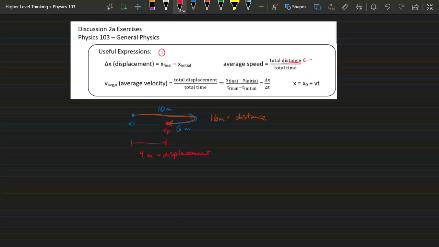So we'll keep those two definitions of distance and displacement, and the difference between the two, in mind when we look at the difference between speed and velocity. So speed is just taking the distance over the total time. So let's say that this route took me 2 seconds to complete. I would simply be taking 16 meters divided by 2 seconds and getting my average speed for the route at 8 meters per second.